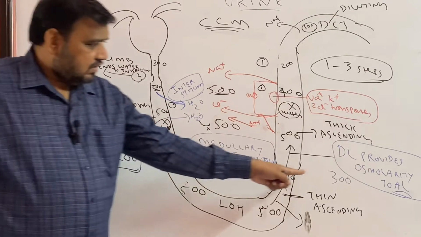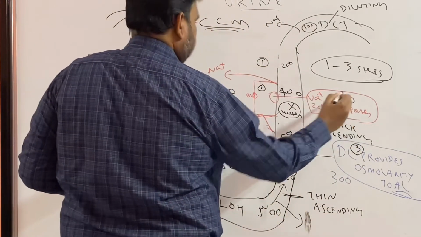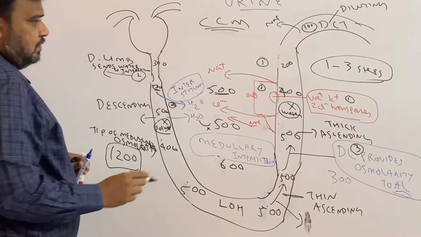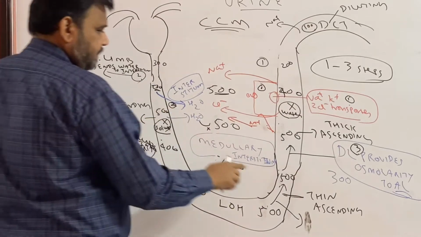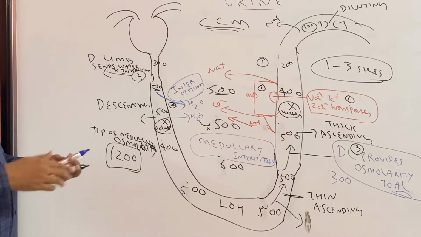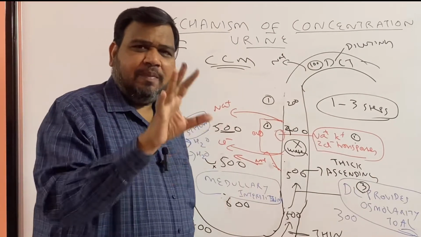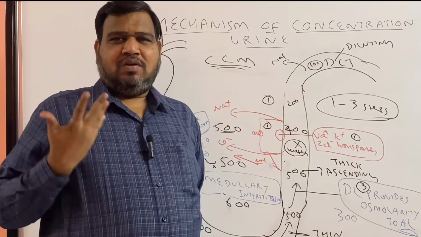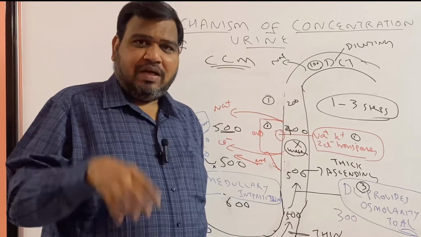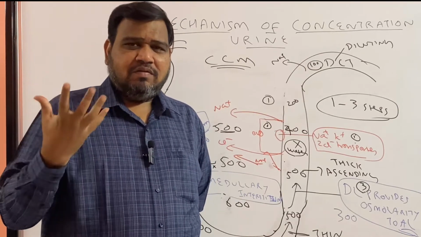Third step is, so I will write it, first step, second step, third step. So now this process keeps on going. The descending limb gives water to the interstitium so that the descending limb is hyperosmolar. The ascending limb gives the solutes to the interstitium so that the interstitium becomes hyperosmolar. That's what I want. I want the medullary interstitium to be hyperosmolar so that water can be reabsorbed whenever needed with the help of ADH.